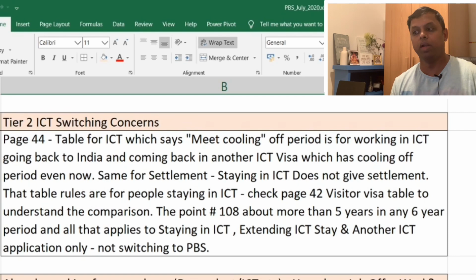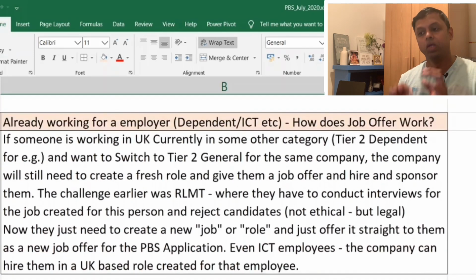Again, point number 108 about the 5 year and 6 year period, all that applies to staying in the UK within the ICT, not for switching. You are able to switch, that's what they've made it clear.